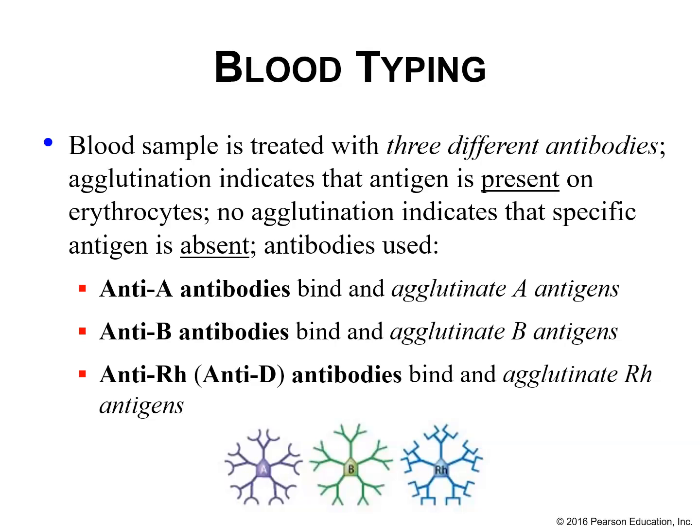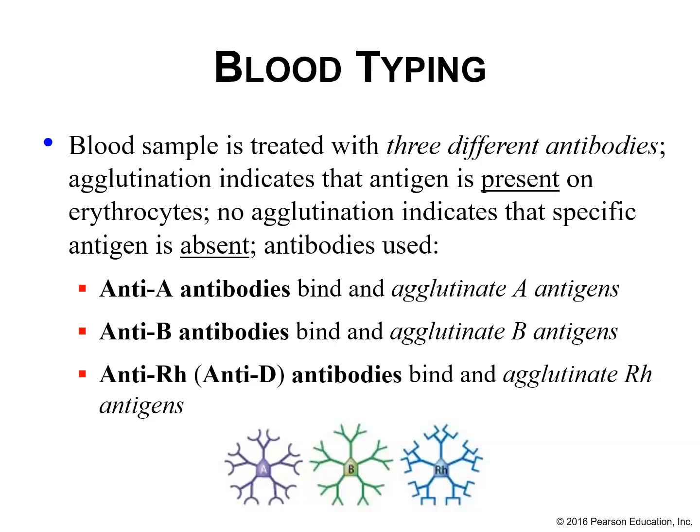So how do we do blood typing? Well, one is the blood sample is treated with 3 different antibodies. Remember, agglutination or clumping indicates that the antigen is present on the red blood cells. No agglutination indicates that the specific antigen is absent from the red blood cell. We use 3 different antibodies.